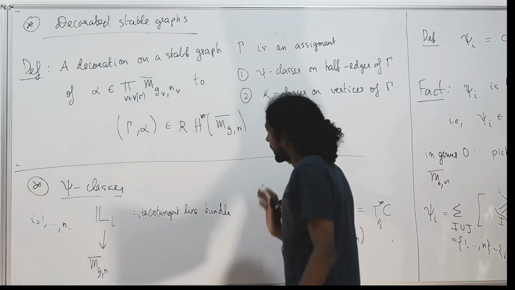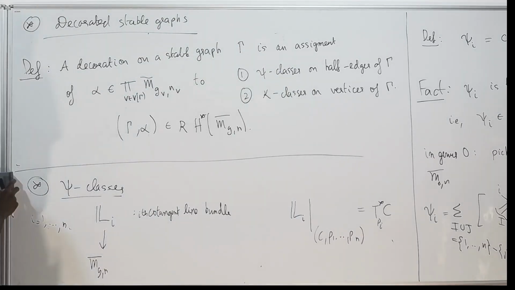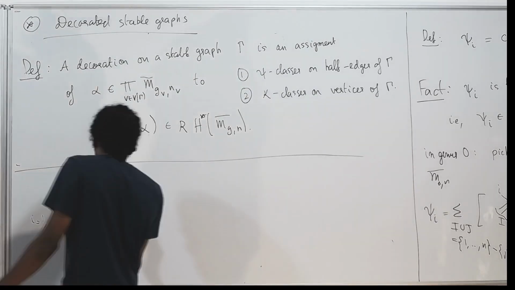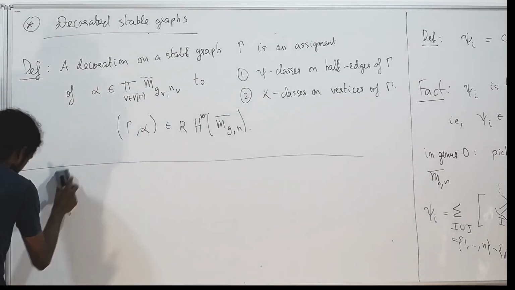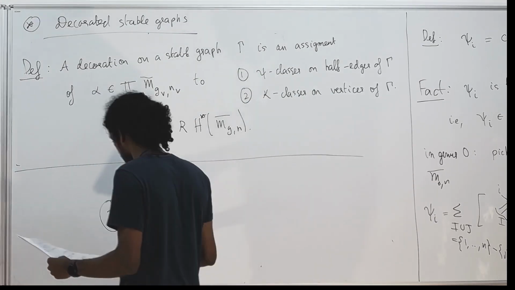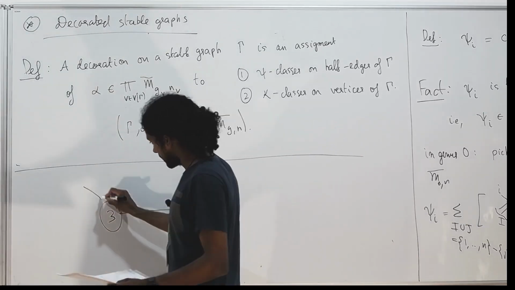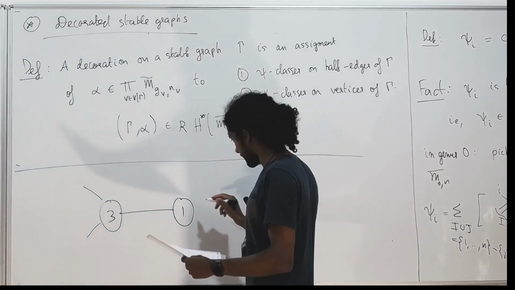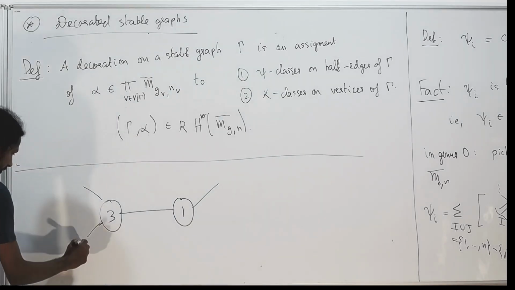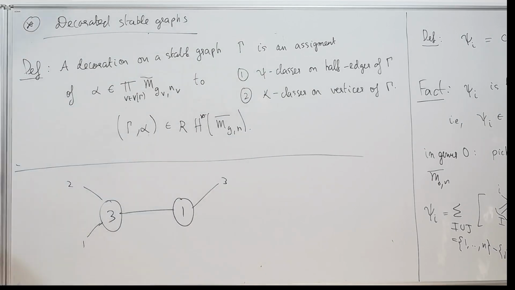Let me first try to draw an example of what a decorated stable graph looks like. Hopefully that will clarify the definition. Right, so first I have the following graph. I take a genus 3 vertex, take a genus 1 vertex, and I put some mark points. Let me label these mark points. So I have 3 mark points. I'll label them 1, 2, and 3. Okay, this is a stable graph.